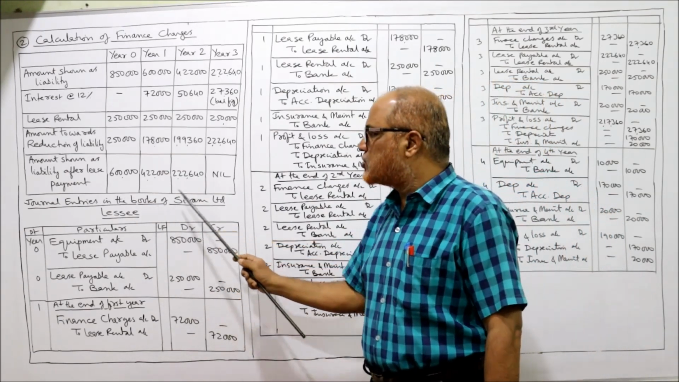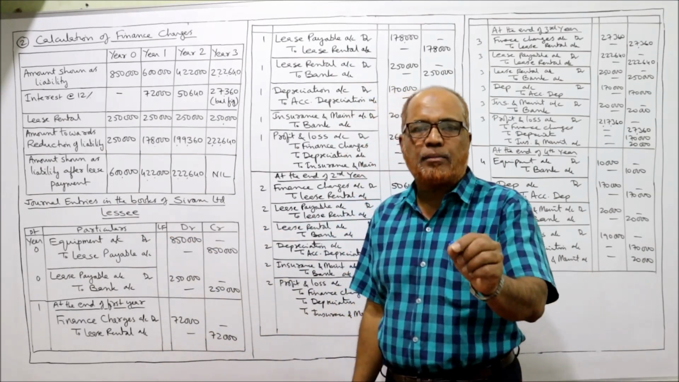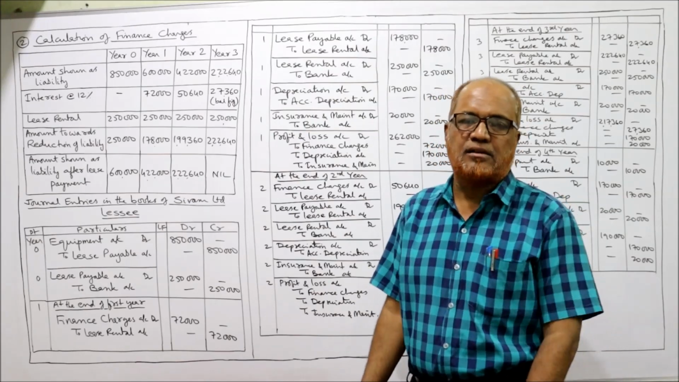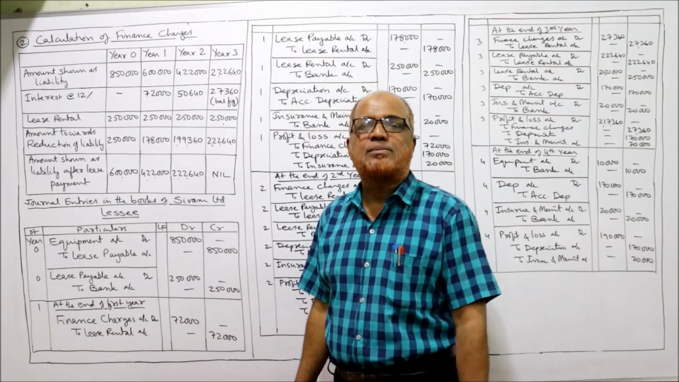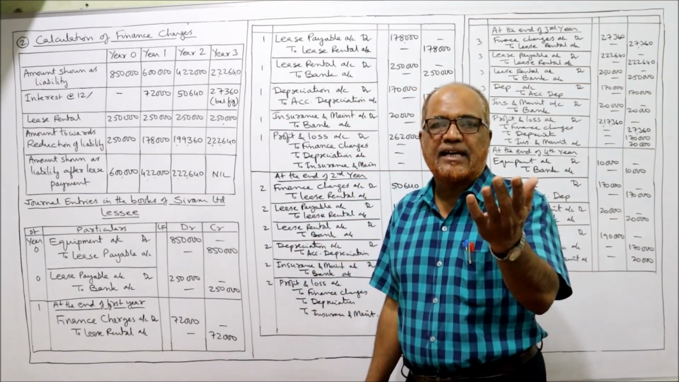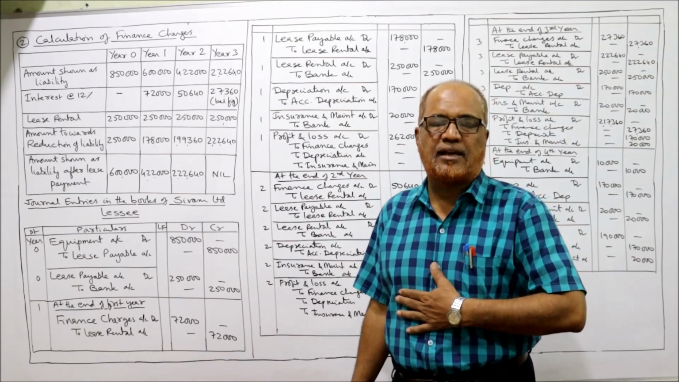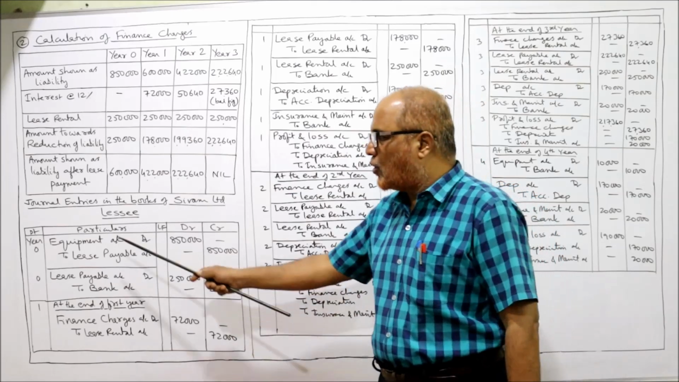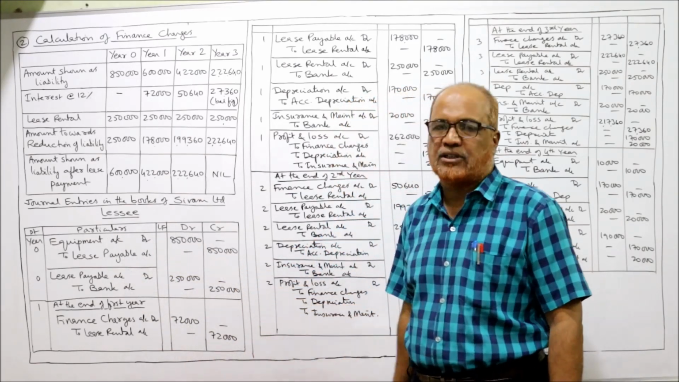Now journal entry is in the books of Shivam Limited, lessee. Now 0 year. 0 year means at the time of signing the agreement, at the inception of the lease. First entry, 0 year. Equipment account debit to lease payable. It will be treated as an asset and also treated as a liability. Suppose I am the lessee, so asset as well as liability for me. Equipment account debit 8,50,000 to lease payable 8,50,000.